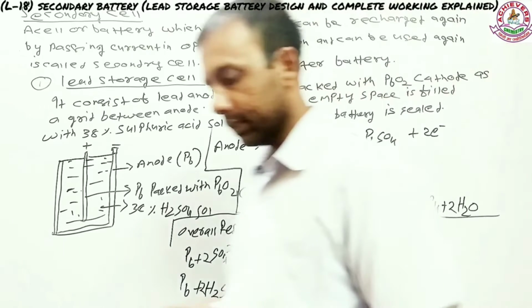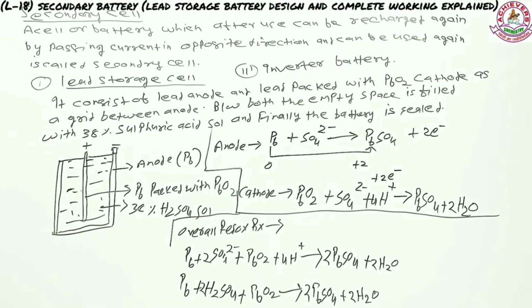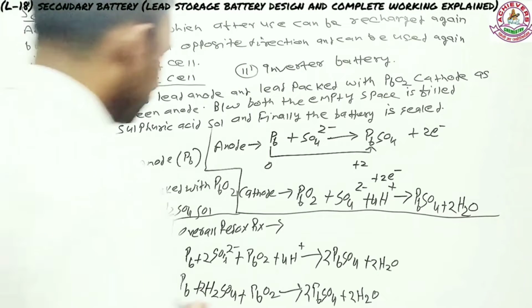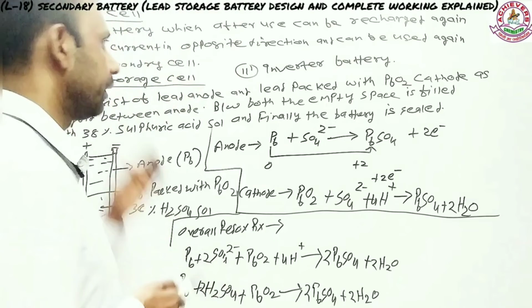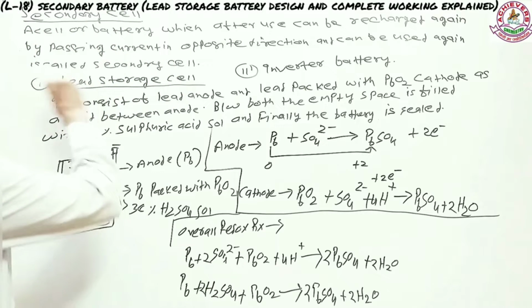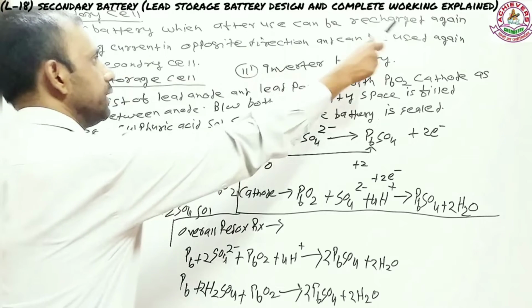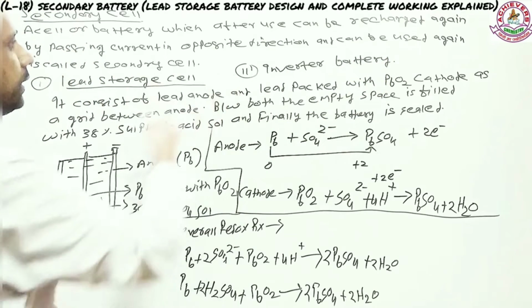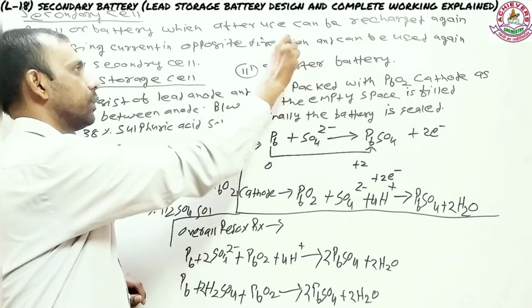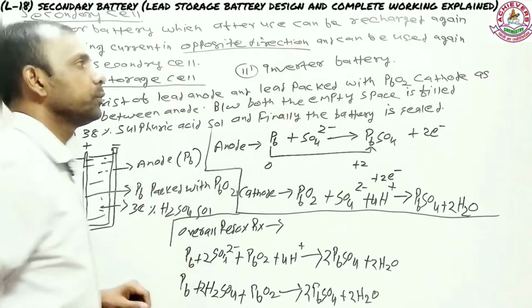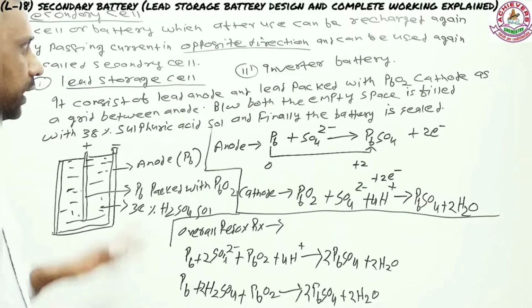Let me see if it is coming in the frame or not. Yeah. So with that, I must repeat here because there was a little disturbance. I said a secondary cell is a cell or a battery which, after use, can be recharged again by passing the current in the opposite direction. There is something very important: you have to pass the current in the opposite direction so that it can be used again, right?